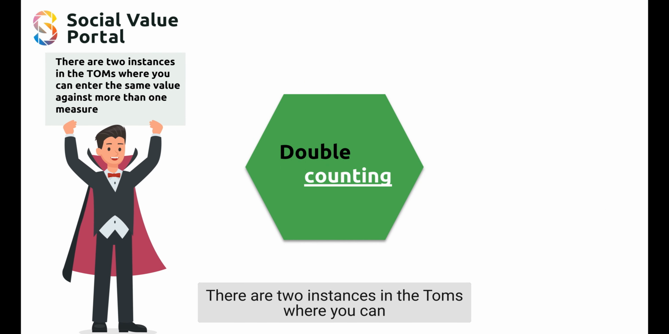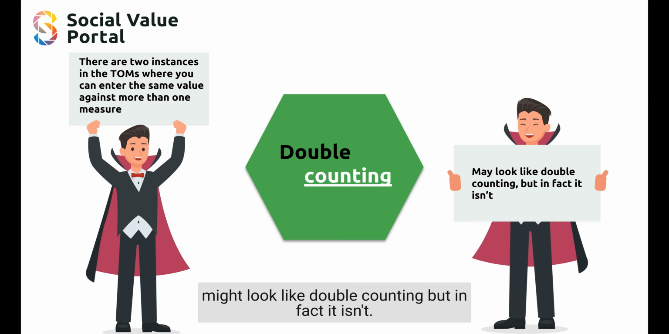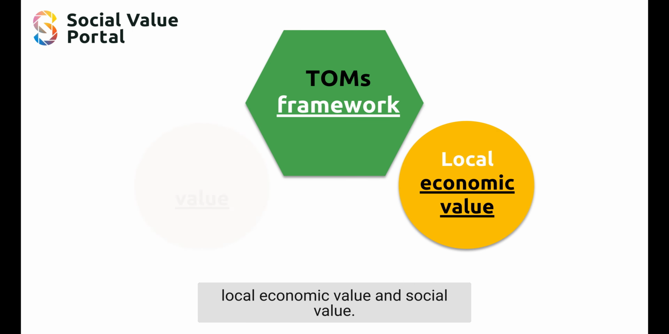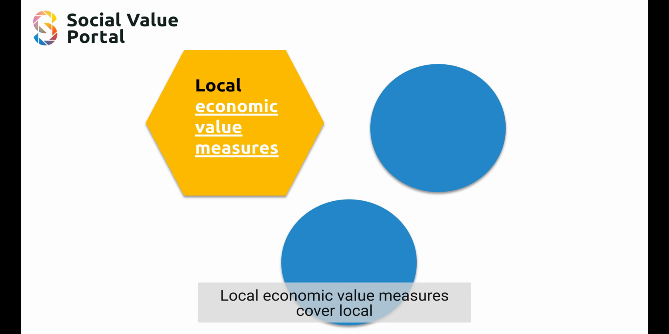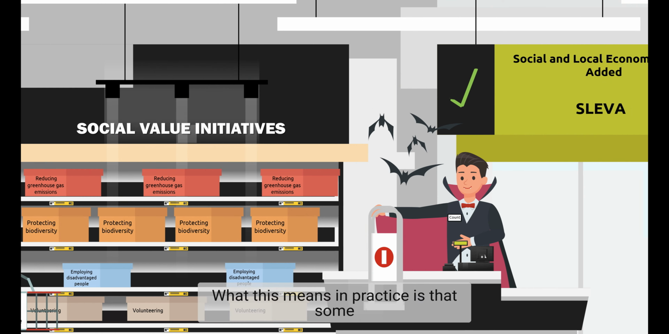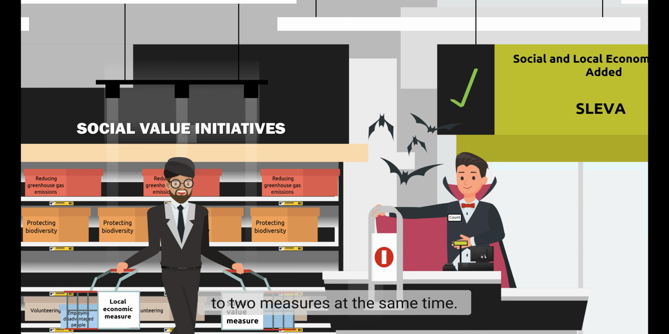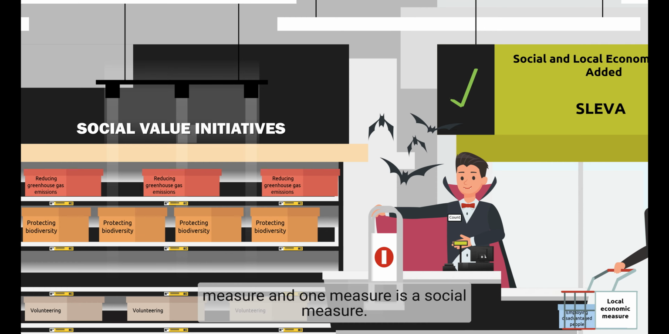There are two instances in the TOMS where you can enter the same value against more than one measure, which might look like double counting, but in fact, it isn't. We have already seen that the TOMS framework has two conceptual components: local economic value and social value. Local economic value measures cover local employment and local supply chain spend. What this means in practice is that some activities delivered locally can generate both a social and local economic value, and therefore be applied to two measures at the same time, as long as one measure is a local employment measure and one measure is a social measure.